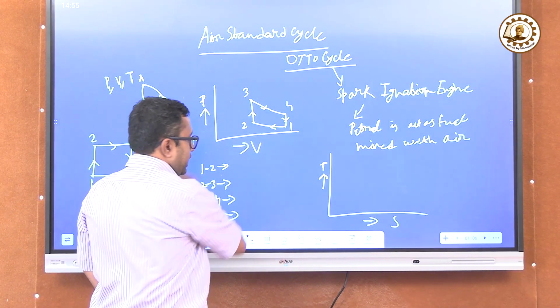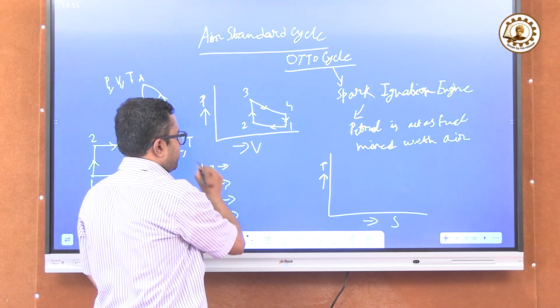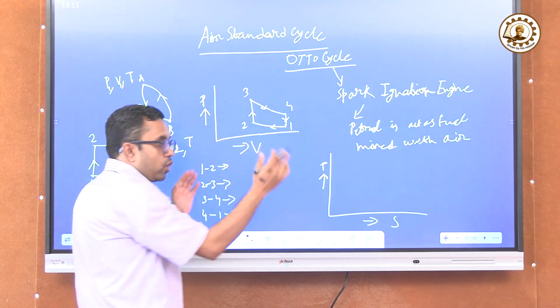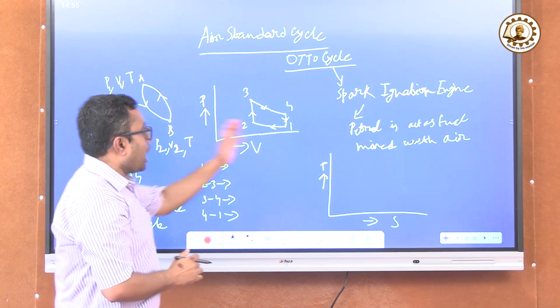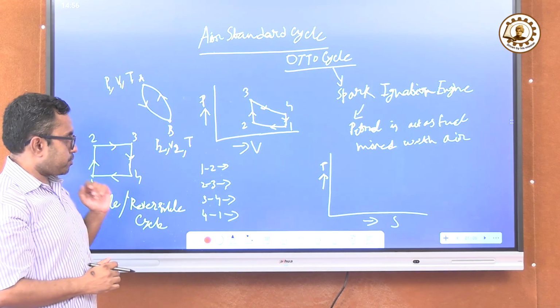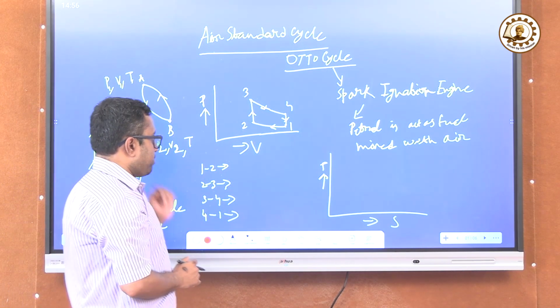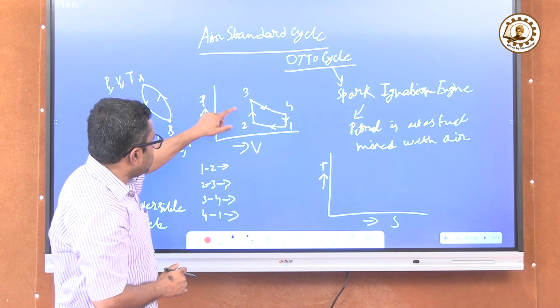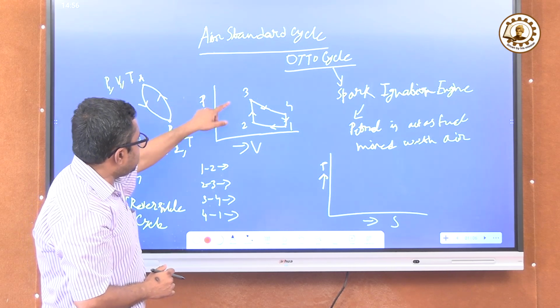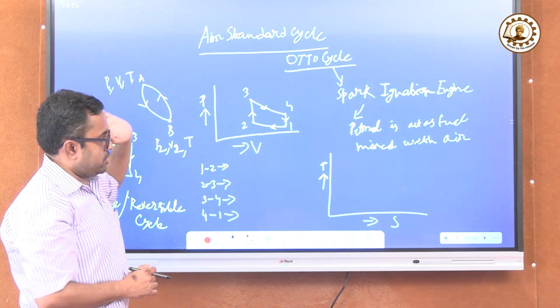In 1 to 2 we see that the volume is changed here, and in which direction? In the negative direction. That means the volume is reduced. That means a compression has happened. Second, you see that in 2 to 3 the pressure is increased.